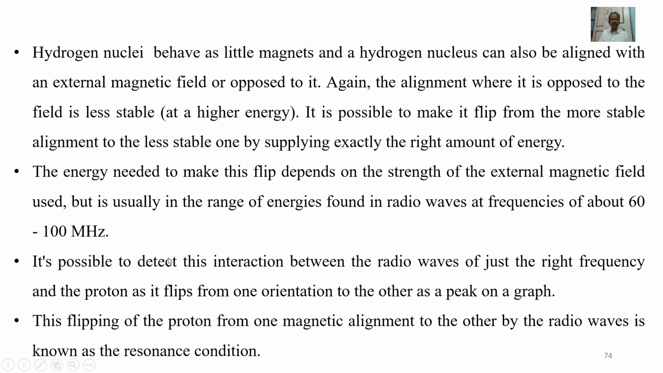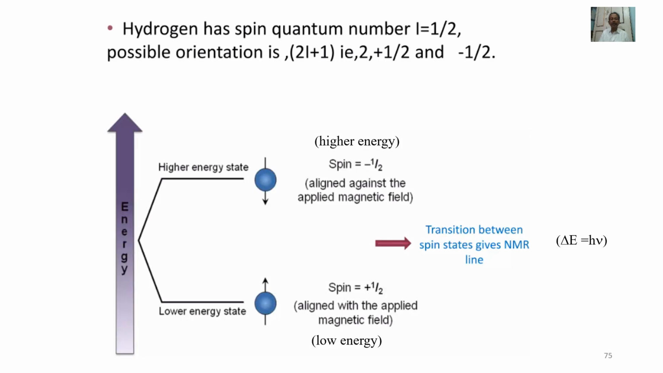It is possible to detect this interaction between the radio waves of just the right frequency and the proton as it flips from one orientation to the other as a peak on a graph. This flipping of the proton from one magnetic alignment to the other magnetic alignment by the radio waves is known as the resonance condition. And this is pictorially represented in this picture.